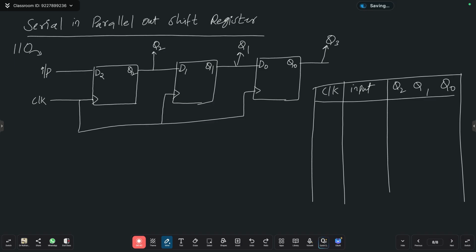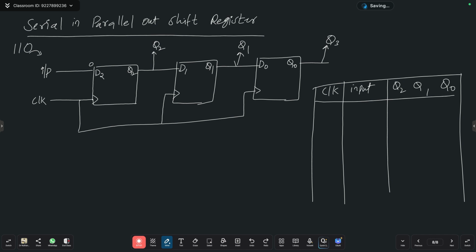Parallel. For every bit, parallelly you will get. Are you clear? Serial input, parallel output. Are you following? So now tell me. Now 0 is going to transmit. Serially, I am giving the input 1, 1, 0. So 0 is coming here.